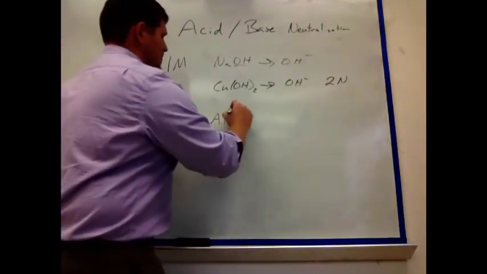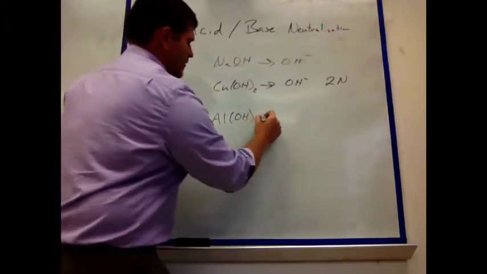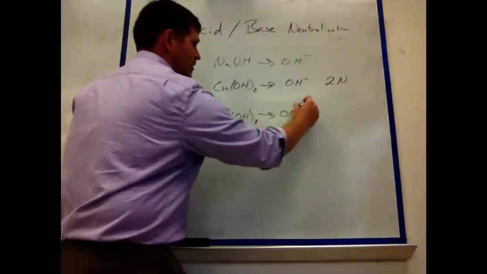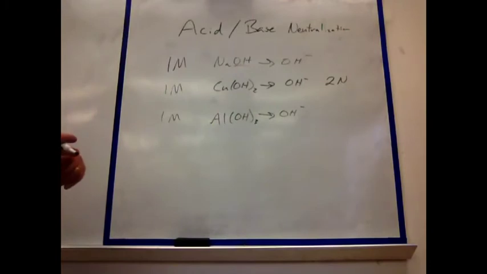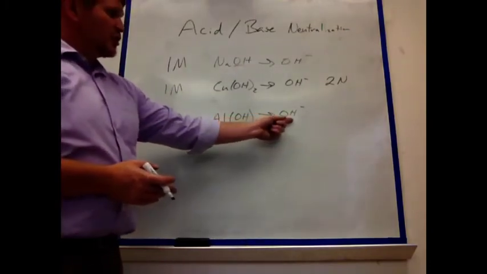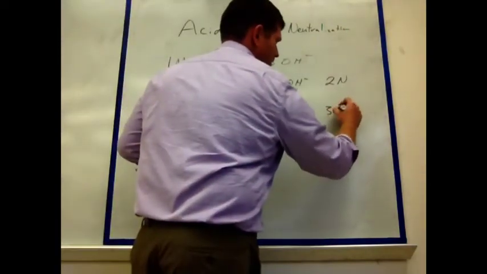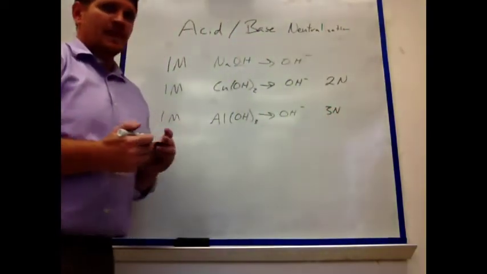Okay, let's say I have aluminum hydroxide. Aluminum hydroxide is AlOH3. Again, it's putting off OH negative, but now I'm putting off 3 units of it. And so those 3 units, or the 3 equivalents of it, times our molarity, would give us 3 normal.